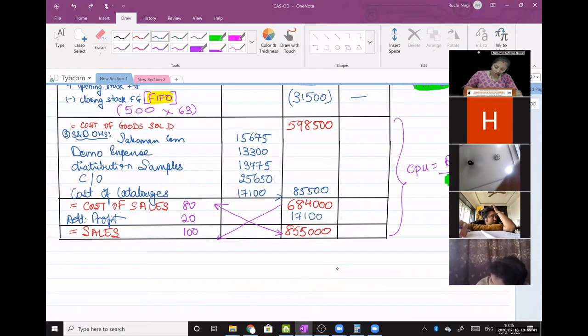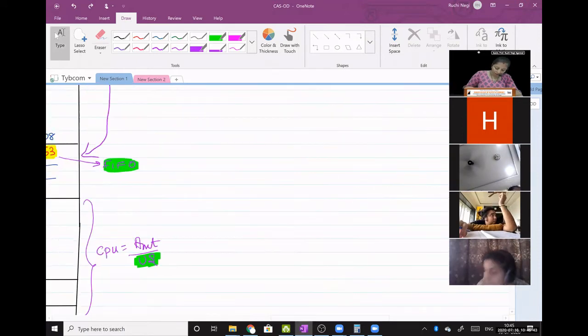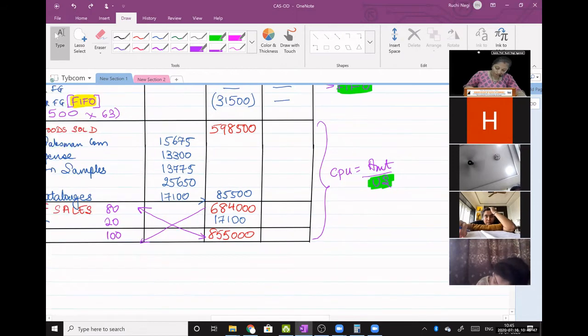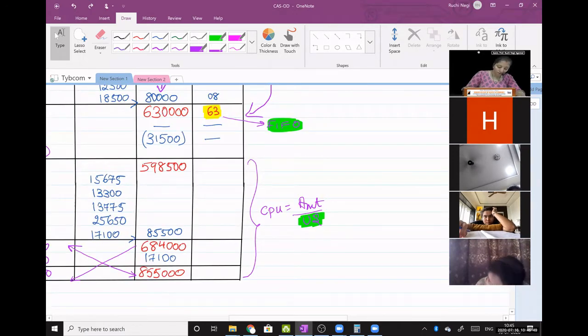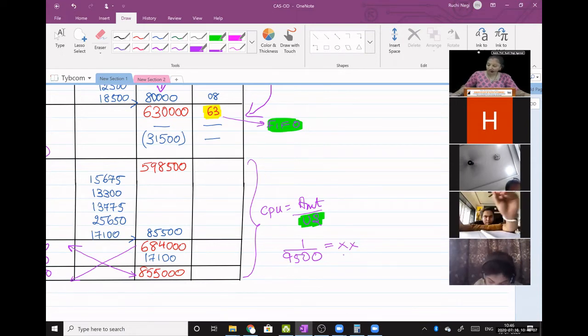Okay? So let us use the shortcut method. So my denominator is same, units sold. That is how much? 9,500. So see what I'm writing here. 1 upon 9,500 units sold is equal to, and press the multiplication sign 2 times. Okay, do it. 1 divided by 9,500 into.